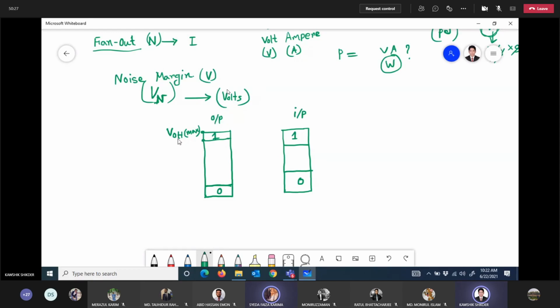So this one is VOH. This one is minimum. The upper one is the maximum value, and this is the minimum value. Got it? So both are for high state output. Have you noticed the difference? Yes, sir.